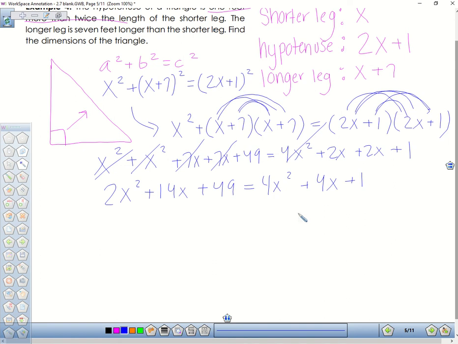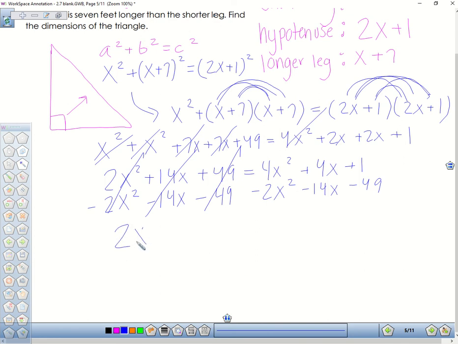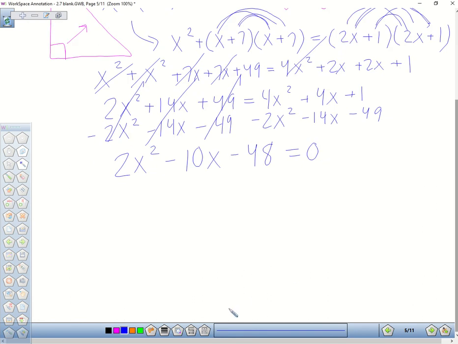Now we're just going to move everything to one side of the equation. I try to go where the x squared is not going to be negative, so I'm going to subtract everything to the right. I subtract 2x over. I'm going to subtract 14x over. You can do this in multiple steps if you feel more comfortable with that; I'm just subtracting it all in one step here. That leaves me with 2x squared minus 10x minus 48 equals 0. And that's the point we get to.